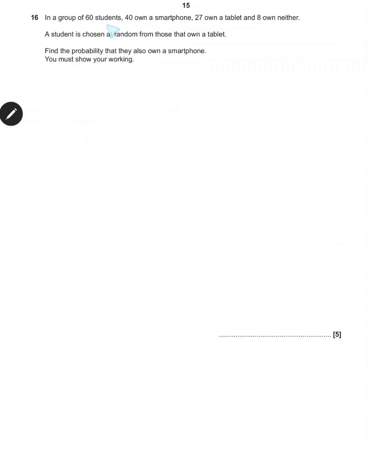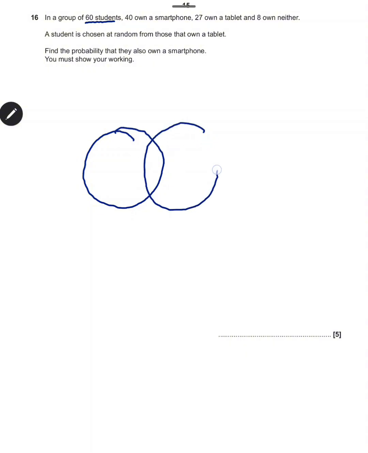Question 16, we've got 60 students. And we own a smartphone, own a tablet, or own neither. This is absolutely screaming Venn diagram. If you've got one thing, another thing, and neither, to me, you're looking at a Venn diagram. So let's sort this out. We've got smartphone over here. We've got tablet over here.